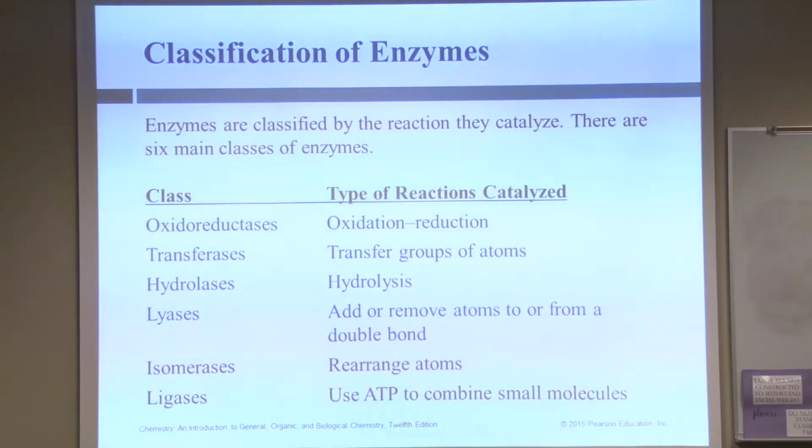So again, here we have a classification of types of reactions. Oxidation reactions are called oxidoreductases, transferases transfer groups of atoms, hydrolases, hydrolysis, lyases, isomerases, ligases. These are all names based on the type of reaction that the enzymes catalyze. So we can connect the classes to the type of reaction. There are 6 of these main classes.